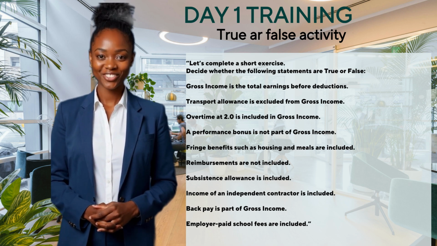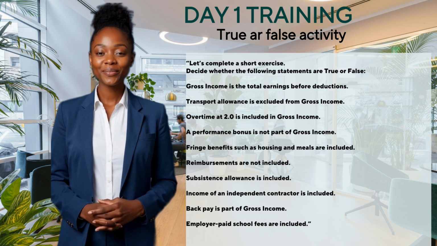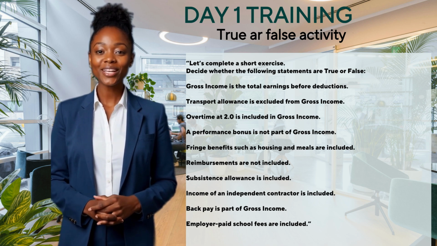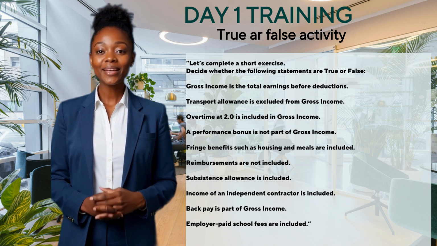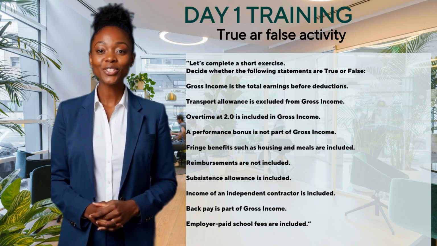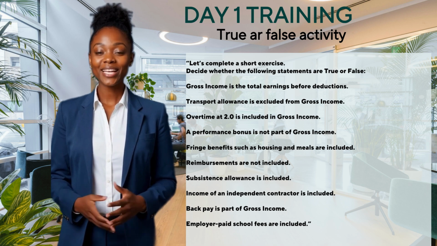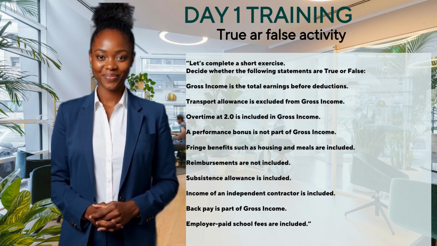Fringe benefits, such as housing and meals, are included. Reimbursements are not included. Subsistence allowance is included. Income of an independent contractor is included. Back pay is part of gross income. Employer-paid school fees are included.